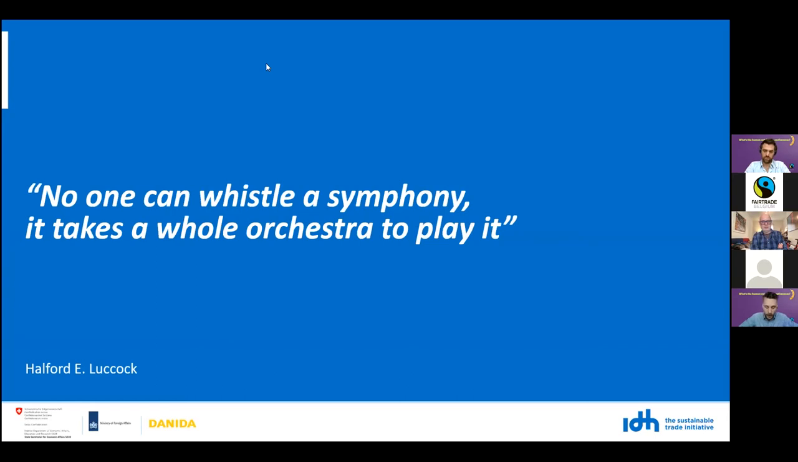But again, there is the size and the complexity of this challenge. We often hear when talking about this that there is no simple solution, there is no silver bullet, that no one can do this alone. And this is also something that I would agree with, with this nice sentence from Mr. Halford Luccock saying that no one can whistle a symphony. It takes a whole orchestra to play.